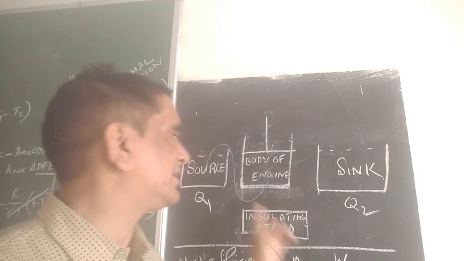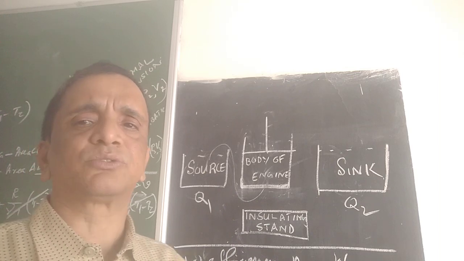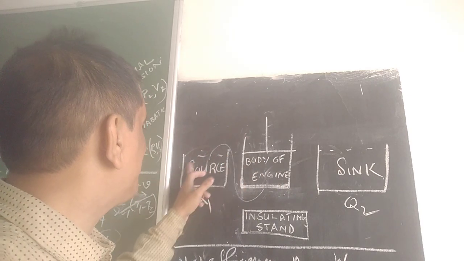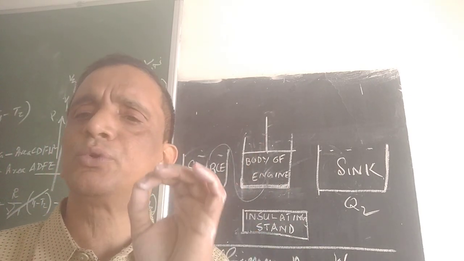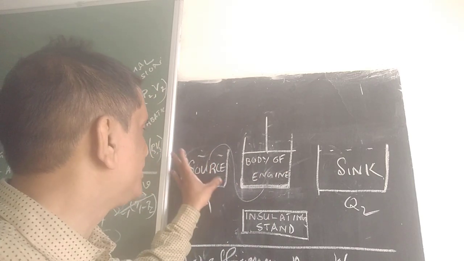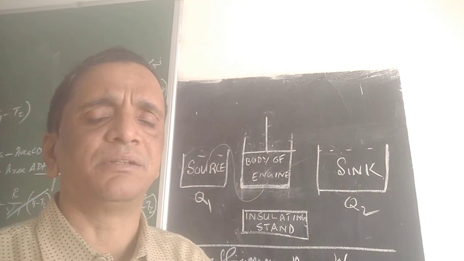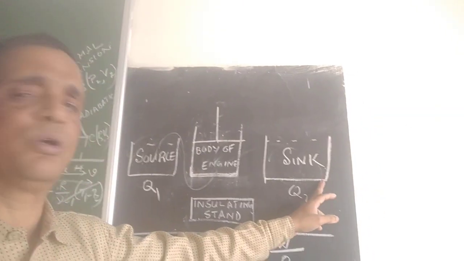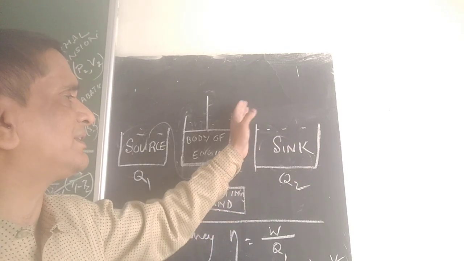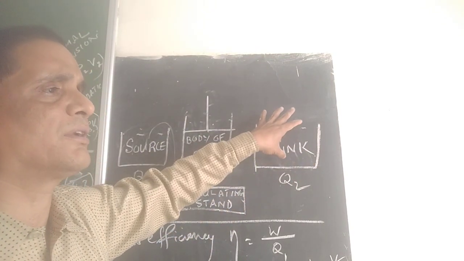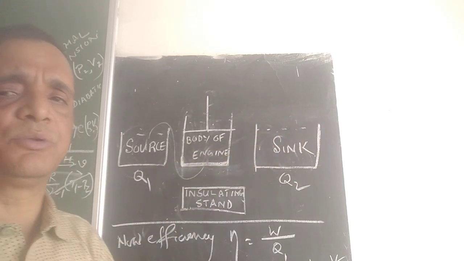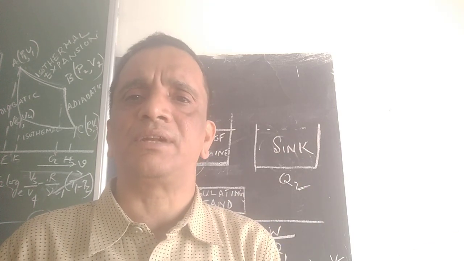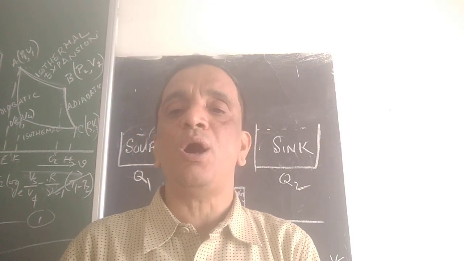Another demerit is the source. It is assumed that the source is at such a high temperature that whatever amount of heat is taken, its temperature never decreases. No such source has been made till today. Similarly, the sink is assumed to have such a low temperature that whatever amount of heat is given, its temperature never increases. It is also a wrong concept, because still today nothing has been found to which heat is given and whose temperature never increases.